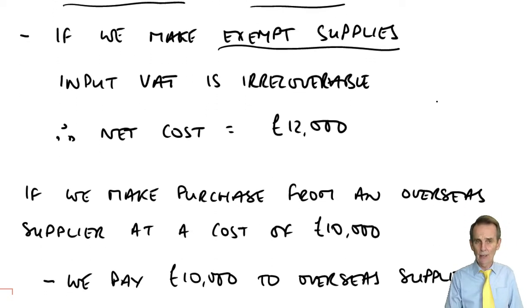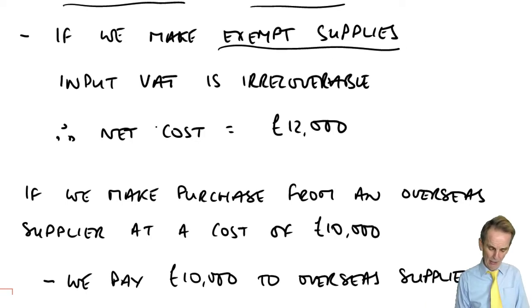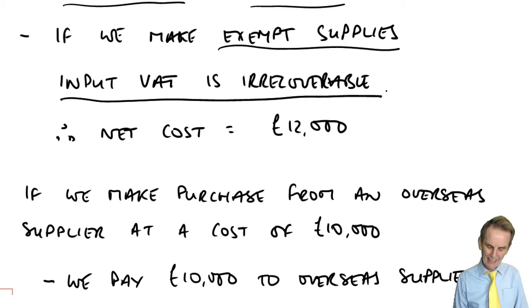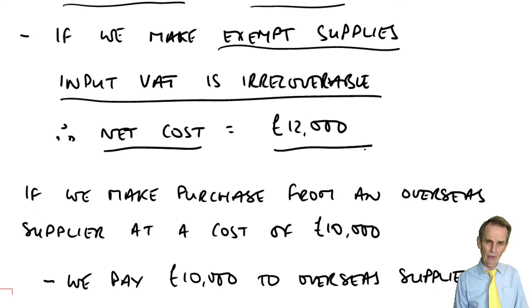And we saw this back at the very beginning of our VAT studies when we differentiated between those supplies that were taxable and those that were exempt. If we were to make exempt supplies, then input VAT is irrecoverable. So we'd have paid £12,000 to the UK supplier, and we can't get anything back in the form of the input VAT that we've suffered on that purchase. So our net cost is £12,000.